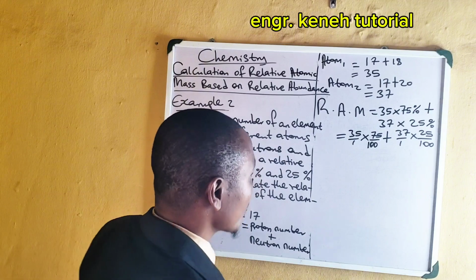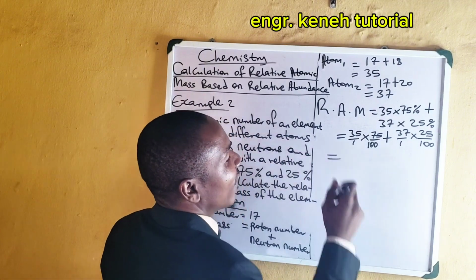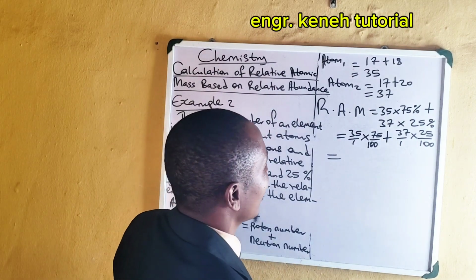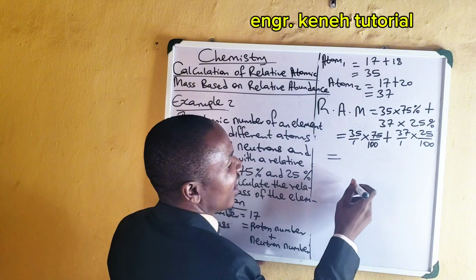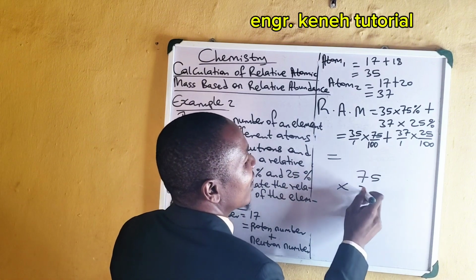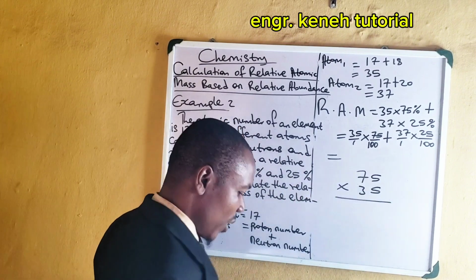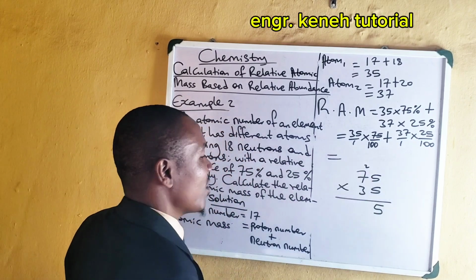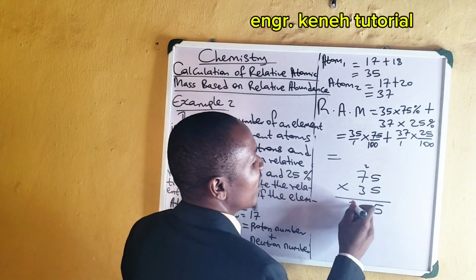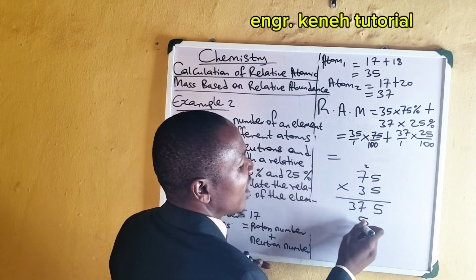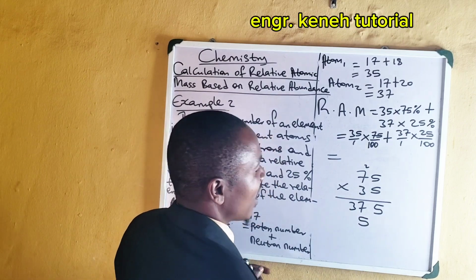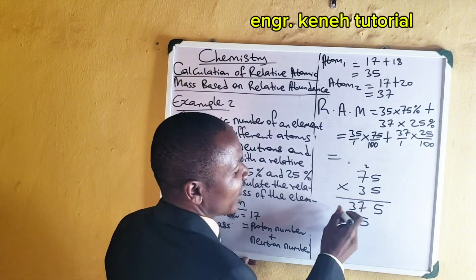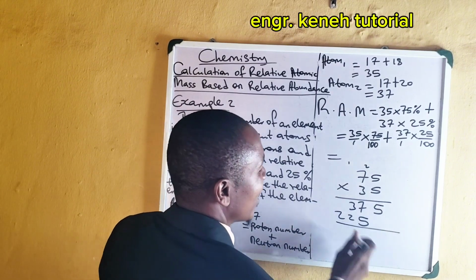All right. So what do we do next? I will multiply 35 and 75. Let me do it here. I have 75 times 35. Can you see that? 5 times 5 will give me 25. I'll write 5 carry 2 like this. 5 times 7 will give me 35 plus 2, it will give me 37. 3 times 5 will give me 15. I'll write 5 carry 1. Then 3 times 7 will give me 21 plus 1. I will have 22 like this. Can you see that?